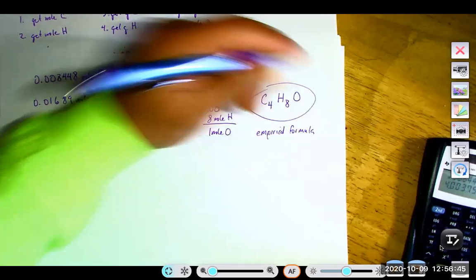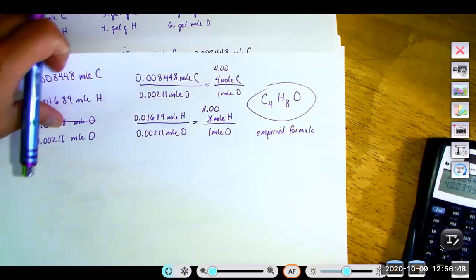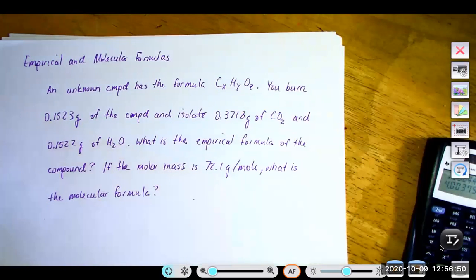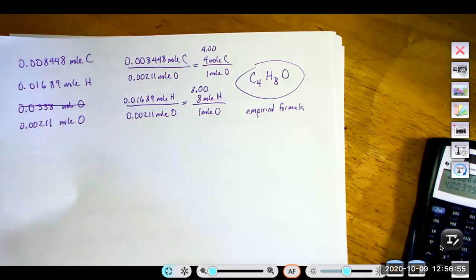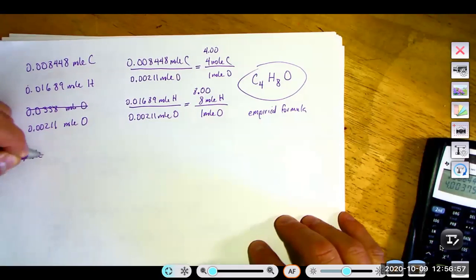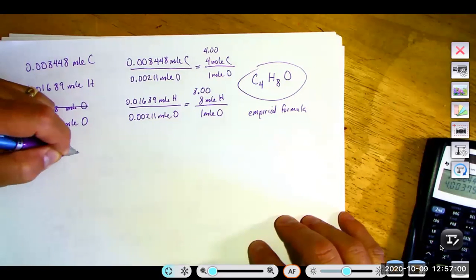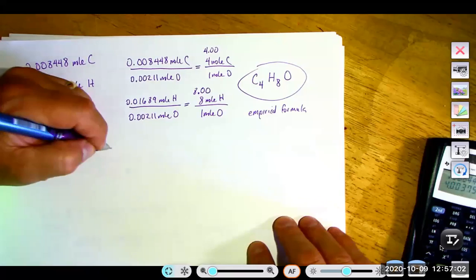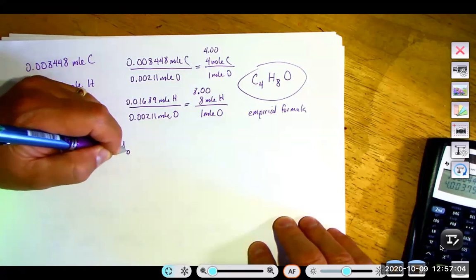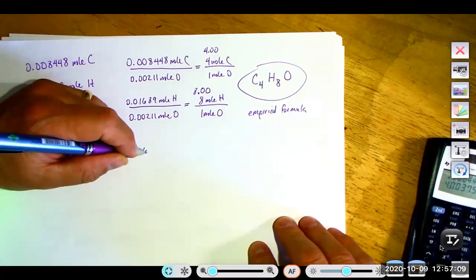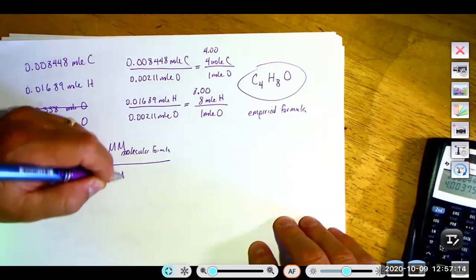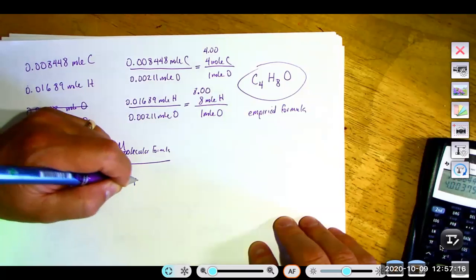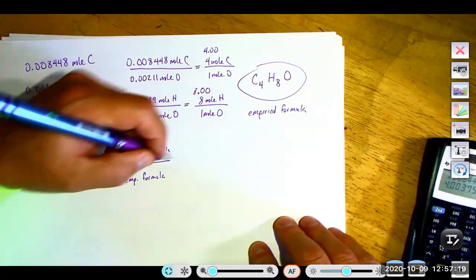Okay, let's go back to the problem. It says if the molar mass is 72.1 grams per mole, what's the molecular formula? So molecular formula. To get that, you take the molar mass of the molecular formula divided by the molar mass of the empirical formula, and you get a multiplier.